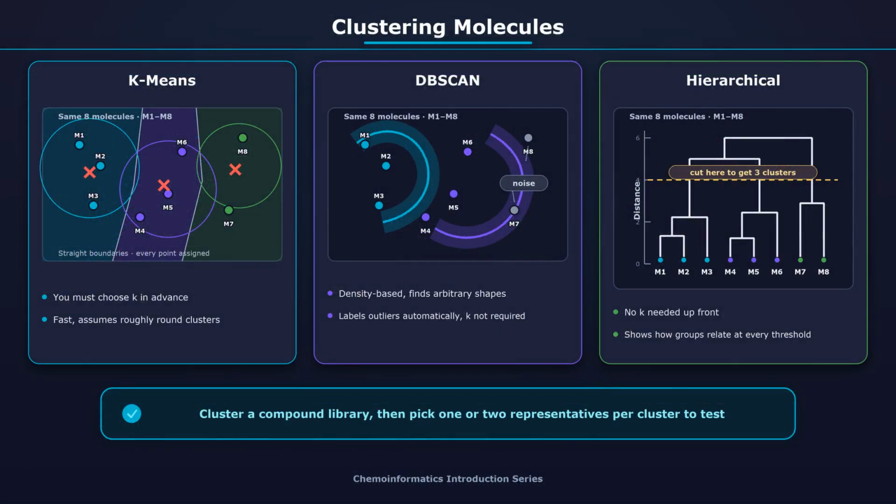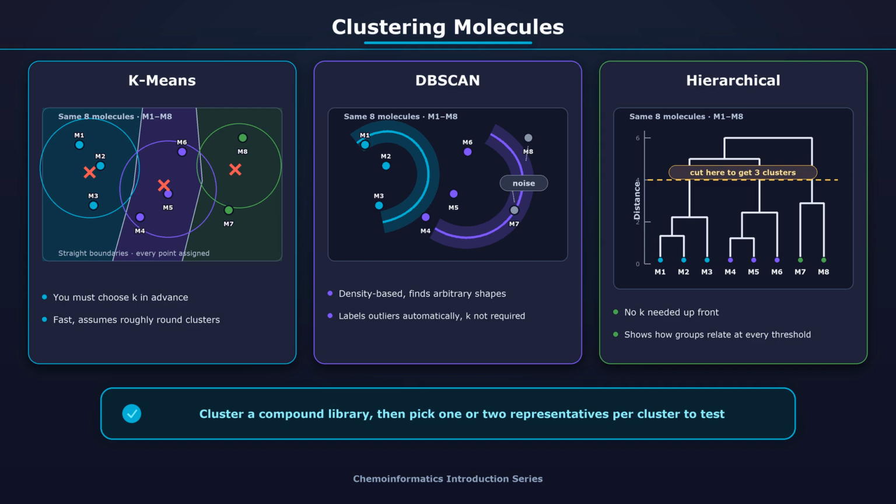Once we can measure similarity and visualize chemical space, clustering helps us organize molecules into groups. K-means is the simplest. You specify the number of clusters K, and it finds circular cluster boundaries. It's fast but requires choosing K in advance. DBSCAN is density-based, finding clusters as regions of high density separated by low density regions. It handles arbitrary cluster shapes and automatically identifies outliers.